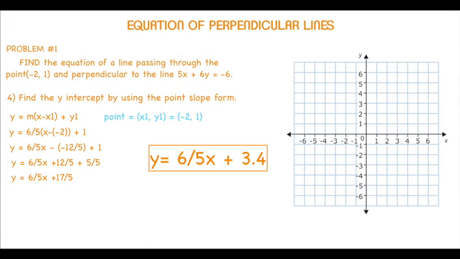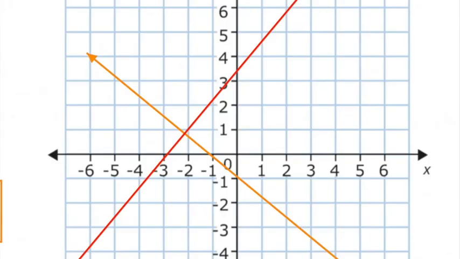So, let's check if the lines are perpendicular by drawing the lines on a graph. So first, let's write down the equation that the graph has given us in slope-intercept form. So, the orange line is the line that represents the equation y equals negative 5 over 6x minus 1. This red line represents the equation y equals 6 over 5x plus 3.4. Now, the lines are crossing at 90-degree angles, and the red line passes through the point negative 2, 1, so we're finished.